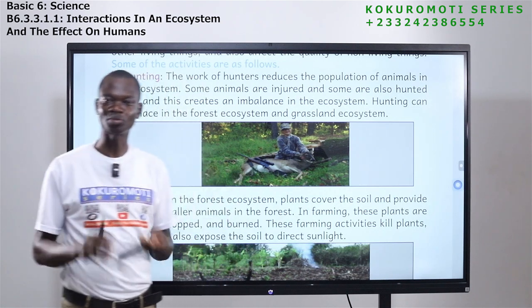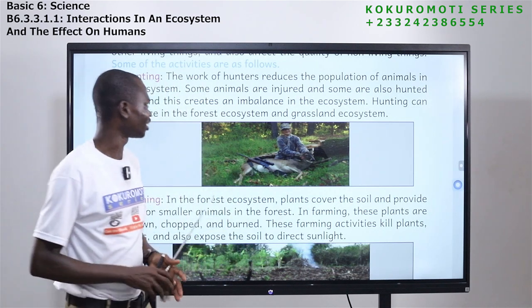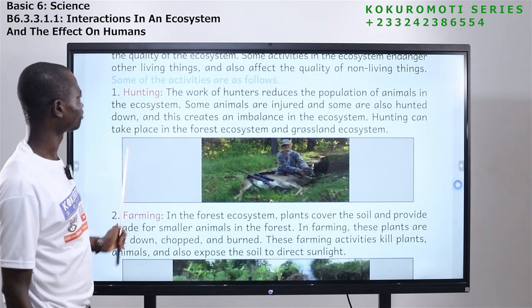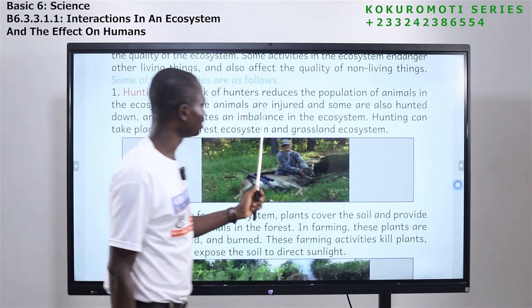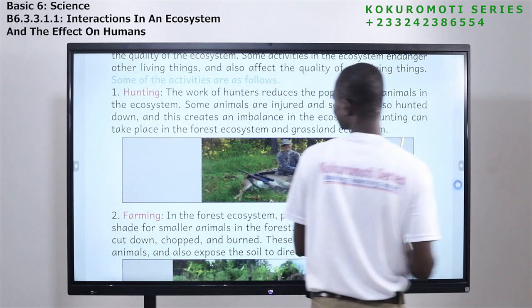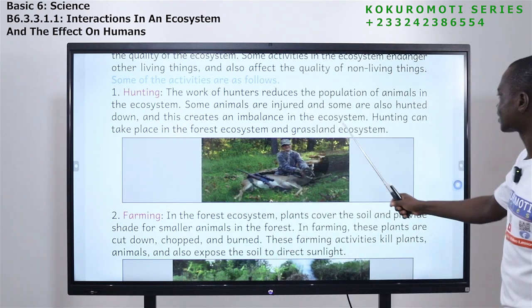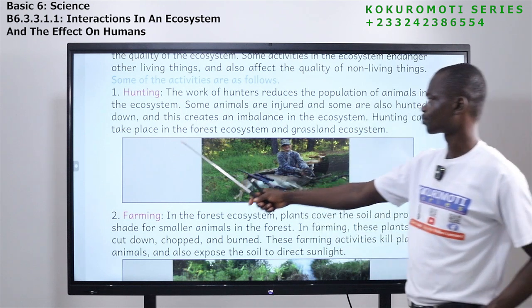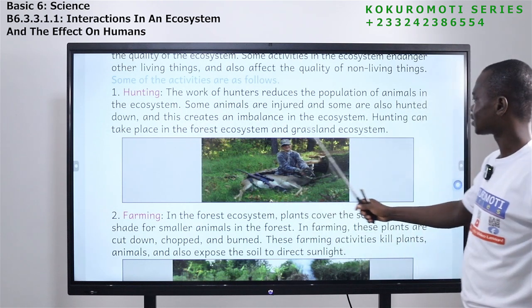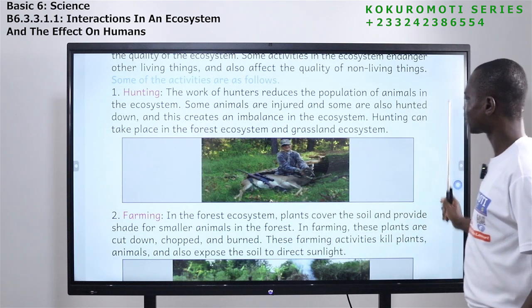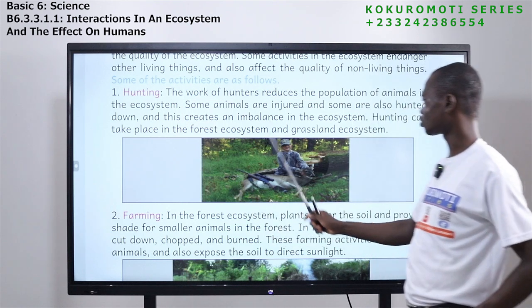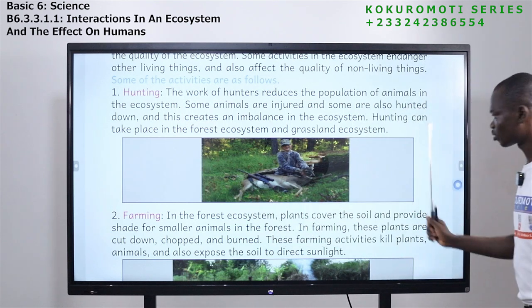So the population will what? Reduce. Okay, let me read out this one. The work of hunters reduces the population of animals in the ecosystem. Some animals are injured and some are also hunted down. And this creates an imbalance in the ecosystem. Hunting can take place in the forest ecosystem and grassland ecosystem.